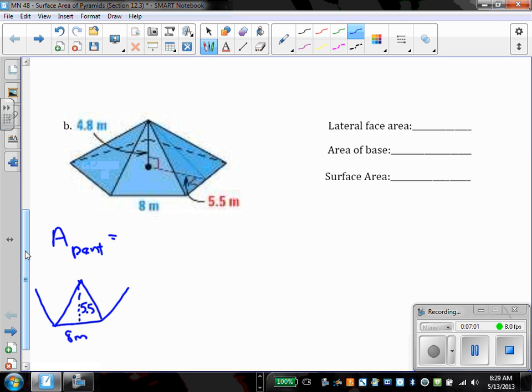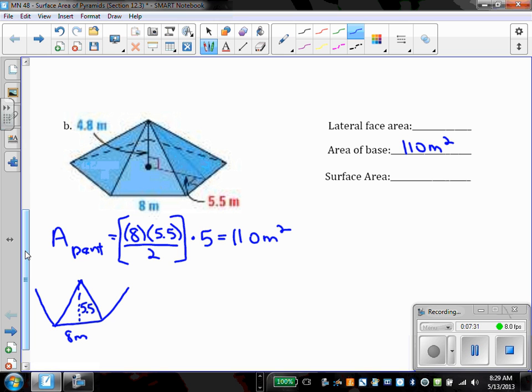So this is nice, we don't have to do a lot of computation here. It's going to be the base of 8 times the height of 5.5 divided by 2, that's the area of the one triangle, and then in a pentagon, there are 5 equal triangles. So the area of this base, if you calculate it out, is going to give you 110 meters squared. I'm going to come over here, area of the base, 110 meters squared.